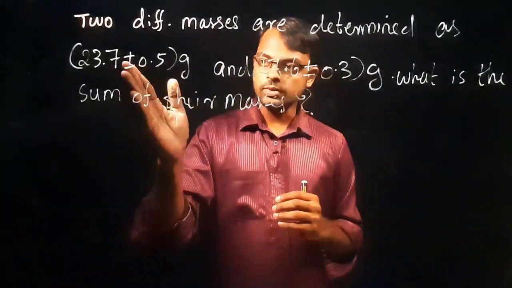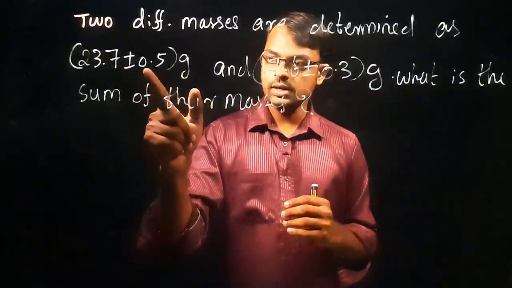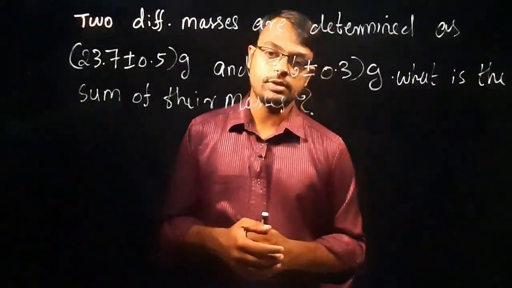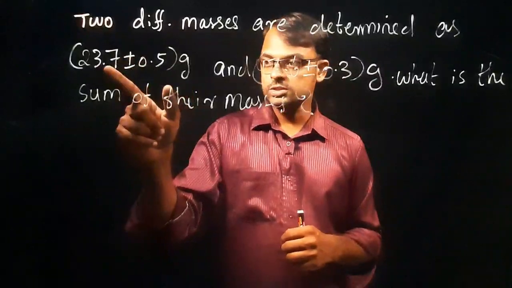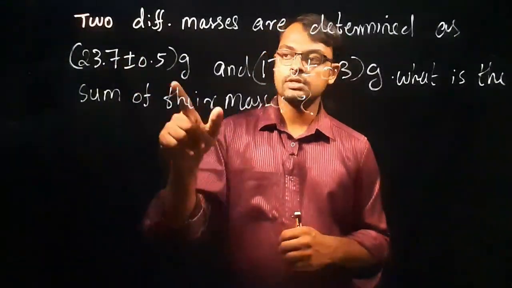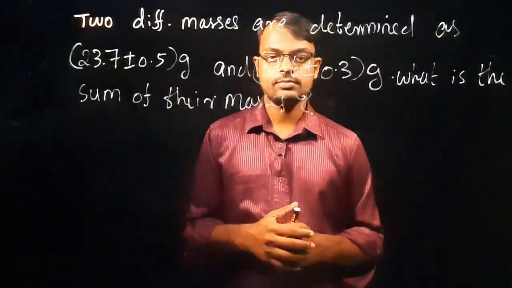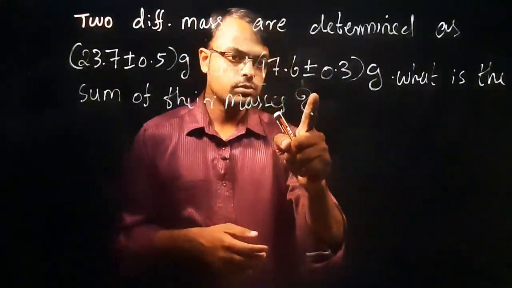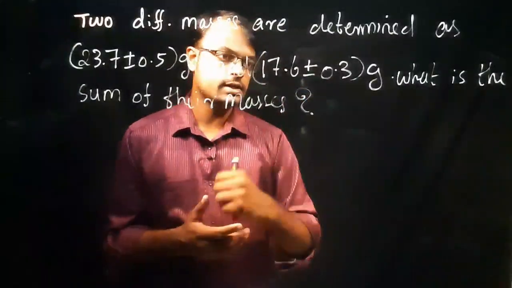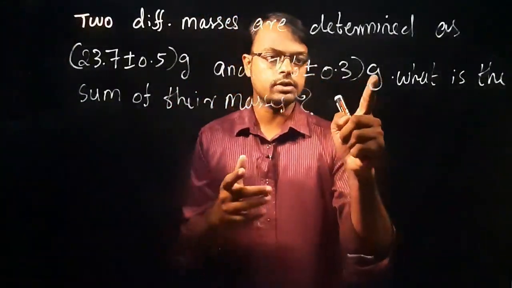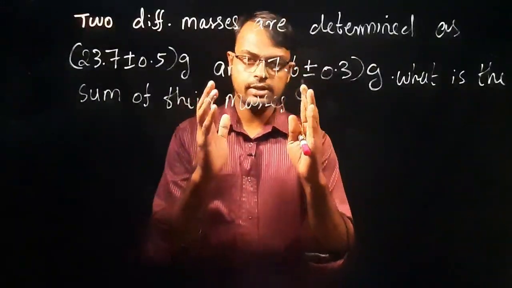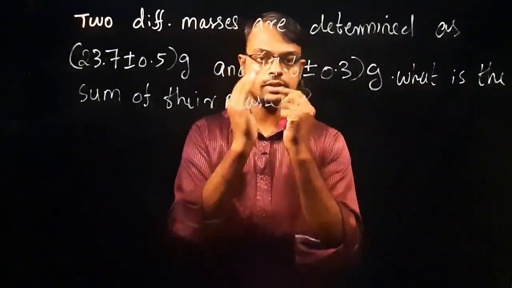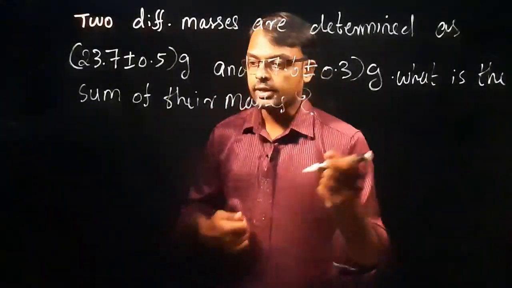So in this measurement, the absolute error is given. What is the absolute error in the first physical quantity, that is mass? Plus or minus 0.5. There is a chance for error, plus or minus. In the next value, you also measured with another instrument, and there is an error, that is plus or minus 0.3 gram. What will be the total error in the final result? That's what we are going to calculate. For that, let's do this one.